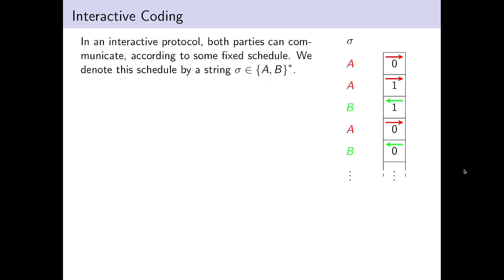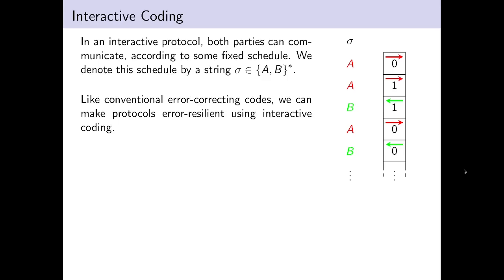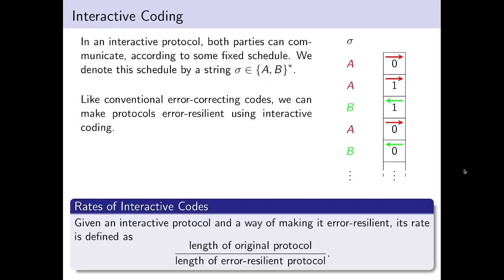So, just as error-correcting codes are used to make regular communication resilient to errors, interactive coding is used to make protocols error resilient. You take a protocol and you add additional rounds of communication to detect errors, to verify communication, to correct things, and so on and so forth. And just as before, we get a rate. If you have an interactive protocol and you have a way of making it error resilient, the rate is the length of the original protocol divided by the length of the error resilient protocol. Once again, the bigger this number, the closer to 1, the better, because it means you're being more and more efficient with your bits. This leads to a very natural question, which is, how good can we get the rate?